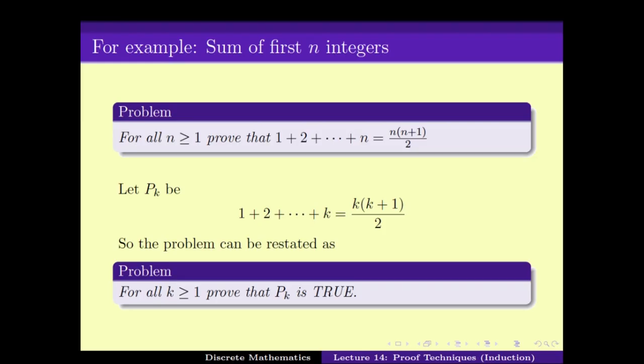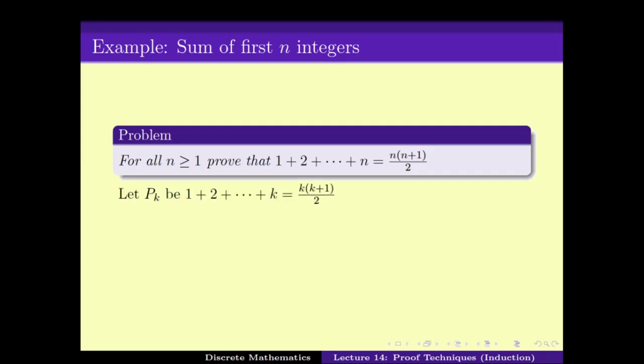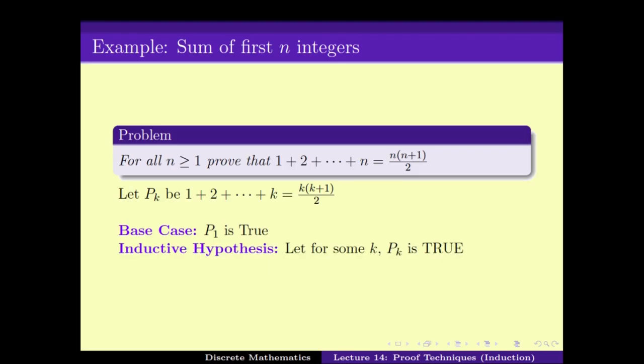Now let's use the principle of mathematical induction. So what should be done? First of all, this is the Pk, namely the sum of the first k elements is k into k plus 1 by 2. We have to first prove the base case, which is that P1 is true. We have to assume the induction hypothesis. So that means for some k, Pk is true, and we have to prove the inductive step, that assuming Pk is true, prove Pk plus 1 is true. This is a very simple kind of step-by-step way of proving a problem.